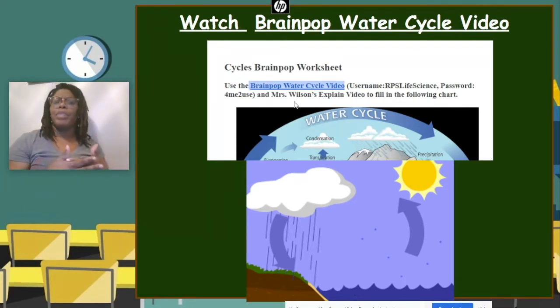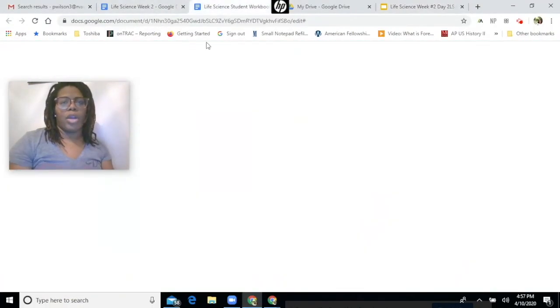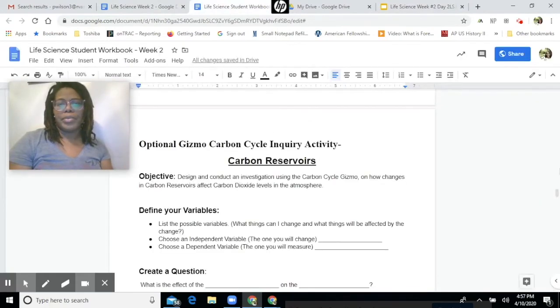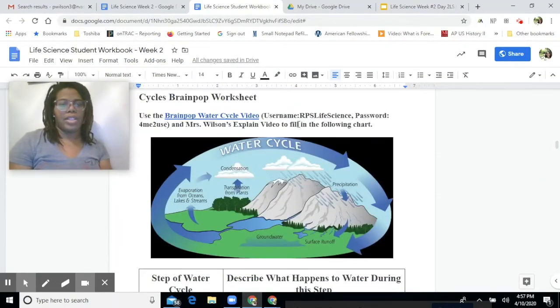You already should be able to fill in some of the information in that chart based on what we just discussed. And so let's go ahead and take a peek at that really quickly, that chart in your workbook. Oh, I'm on the wrong page. All right, so here's that page, Cycles Brain Pop Worksheet.